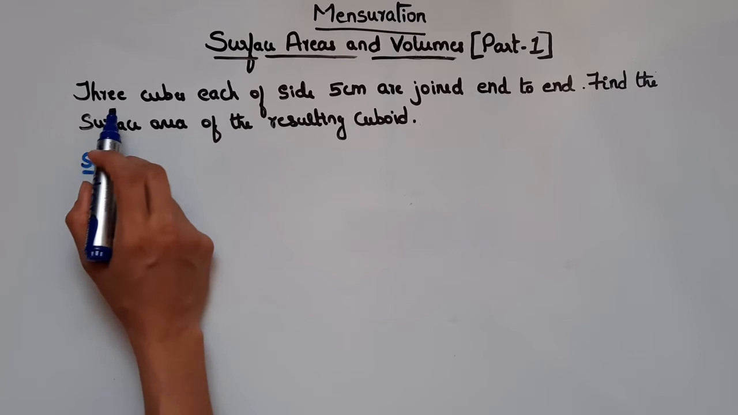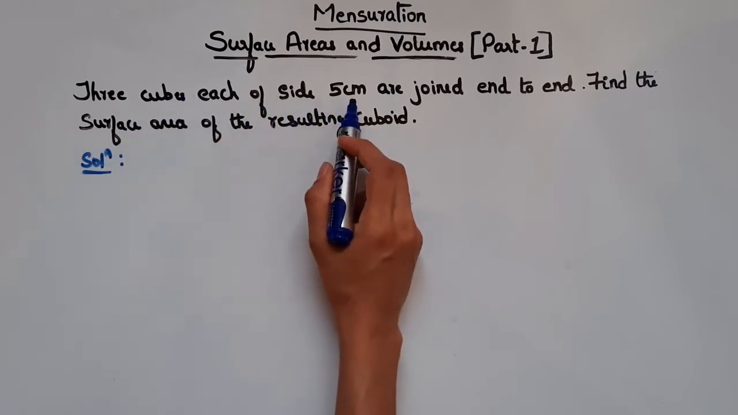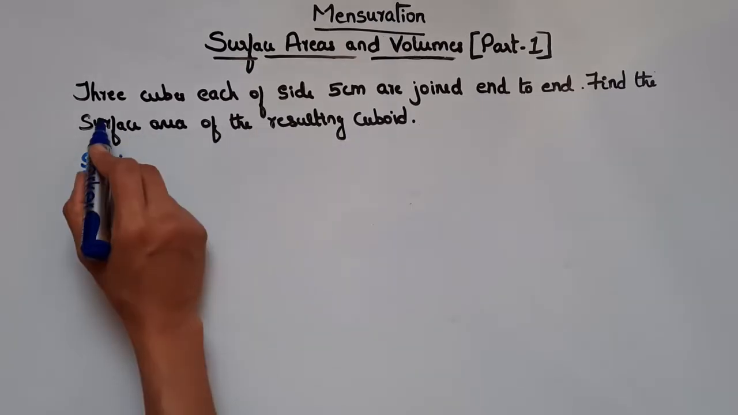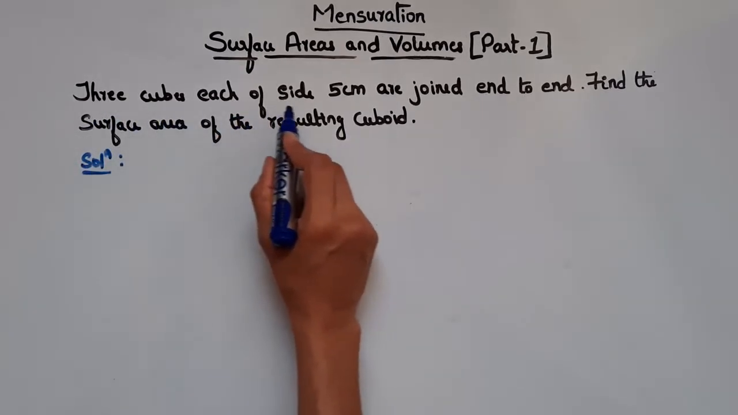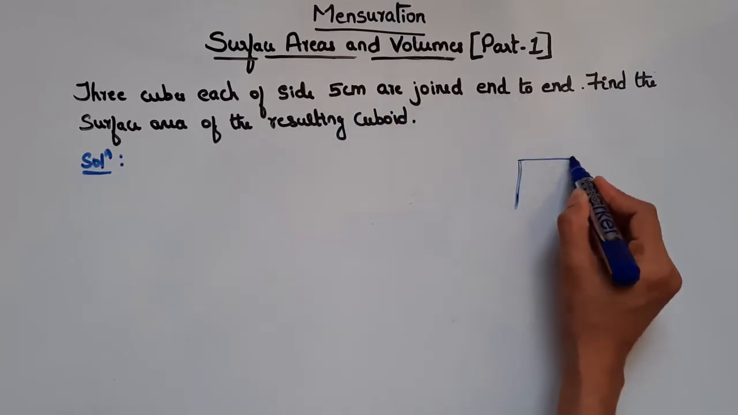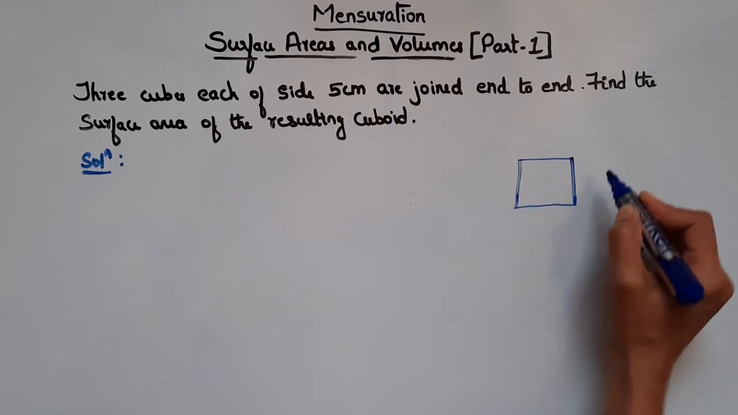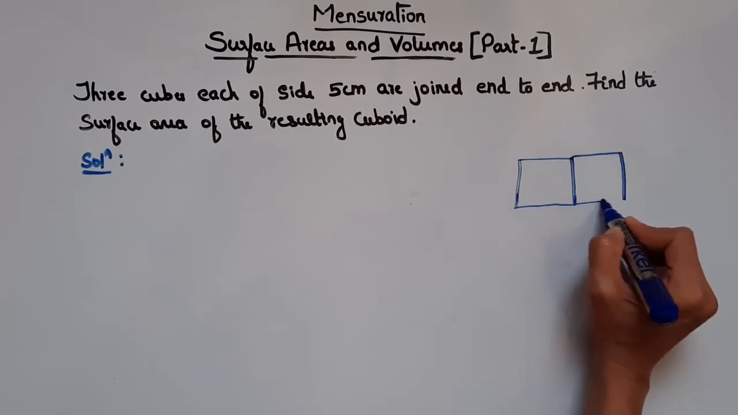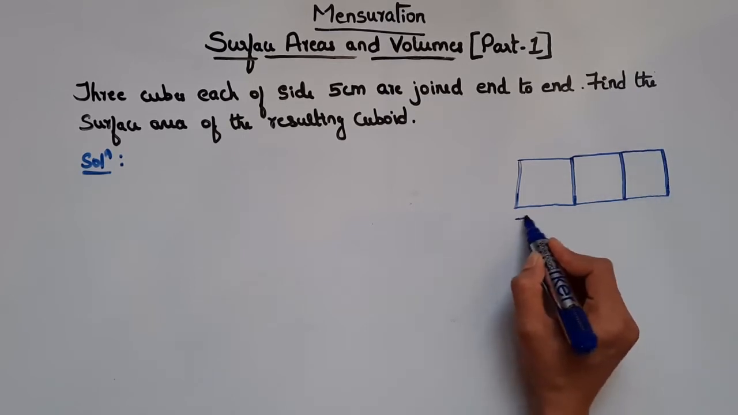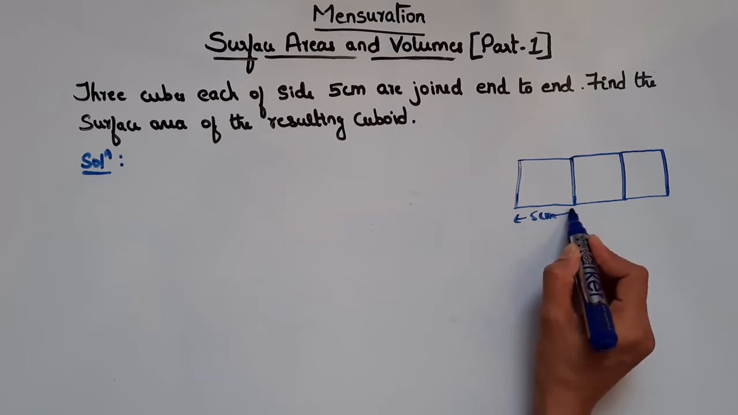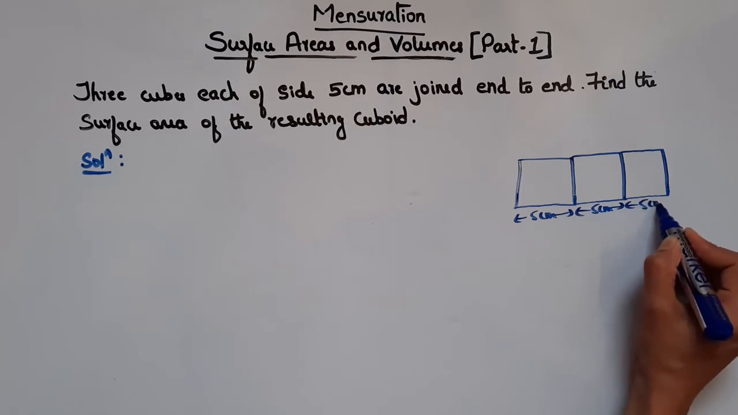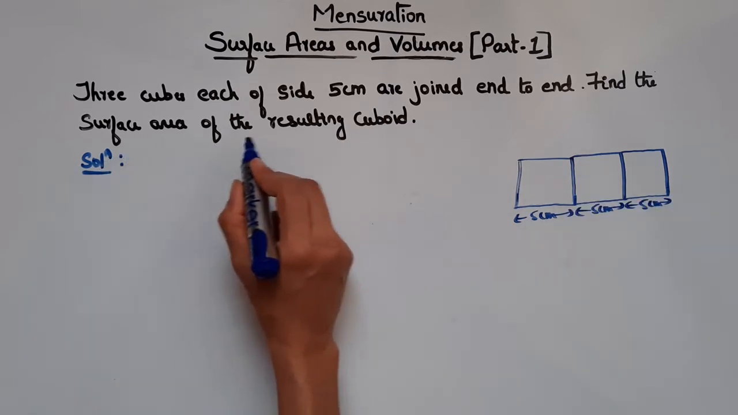Here it says 3 cubes, each of side 5 cm, are joined end to end. Find the surface area of the resulting cuboid. So here it says there are 3 cubes, each of side 5 cm, which are joined end to end. Let's say this is a cube. So we have 3 such cubes which are placed end to end like this. So each side is 5 cm. So this is 5 and we have this also 5. Find the surface area of the resulting cuboid.